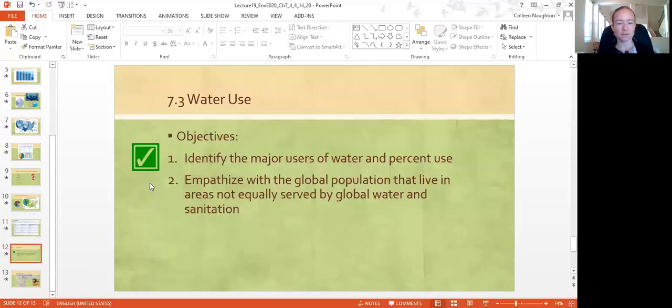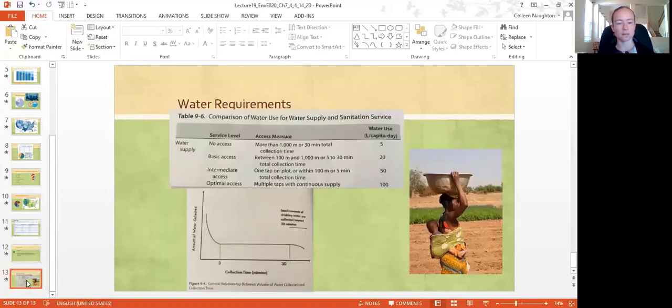So we went over the major uses of water and percent use. Now we need to think about the last objective, about global populations that don't necessarily have the same access to water. We'll get into this in future chapters, but there are millions of people that lack access to clean water, and even more that lack access to sanitation in the world. So imagine that the video about carrying your water is not just a myth or a fun concept to think about.